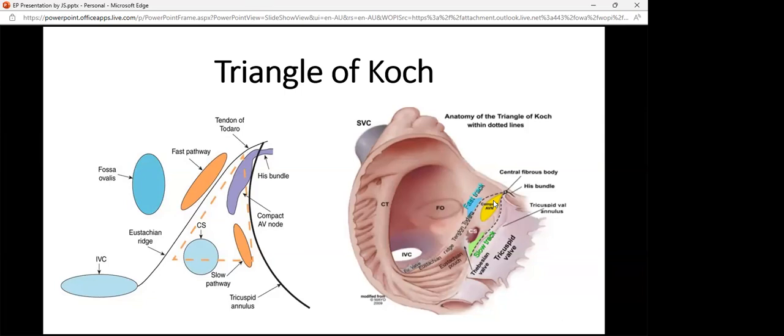And if they do not have VA conduction, then you know straight away that the chances of this patient ever having AVRT is almost 0, because you need to have VA conduction to have AVRT. They're still at risk of having AVNRT, but if they present with a tachycardia, it's probably going to be more of an atrial tachycardia than an AVRT tachycardia.